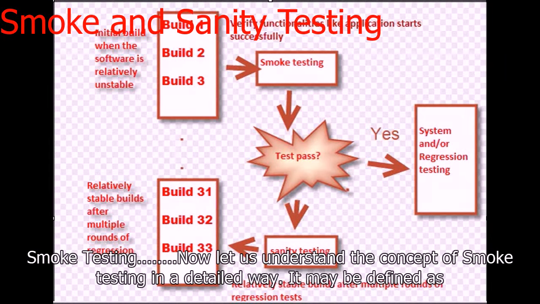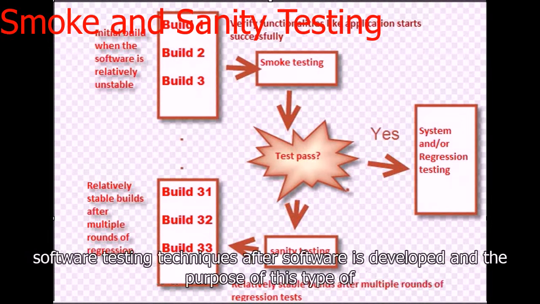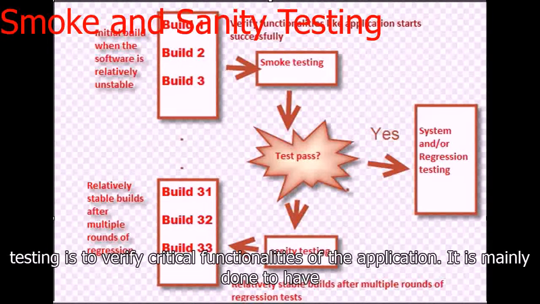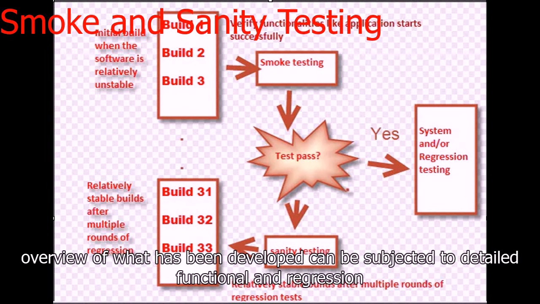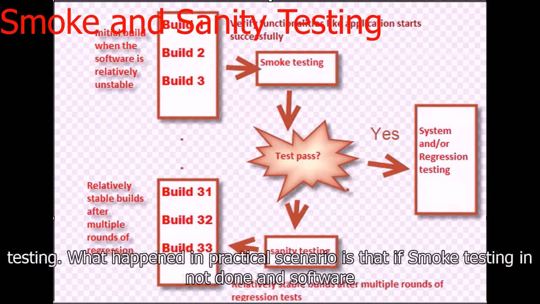So now let us understand the concept of smoke testing in a little more detailed way. It may be defined as a software testing technique performed after software is developed, and the purpose of this type of testing is to verify critical functionalities of the application in a short time. It is mainly done to have an overview of what has been developed and whether it can be subjected to detailed functional and regression testing.